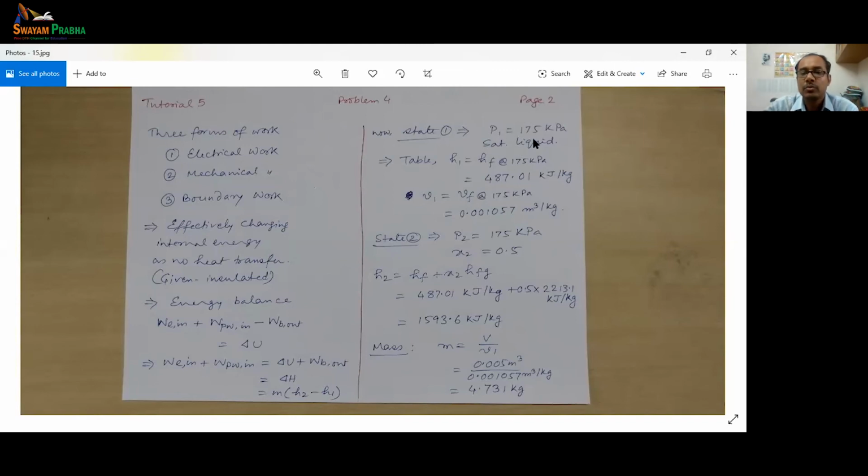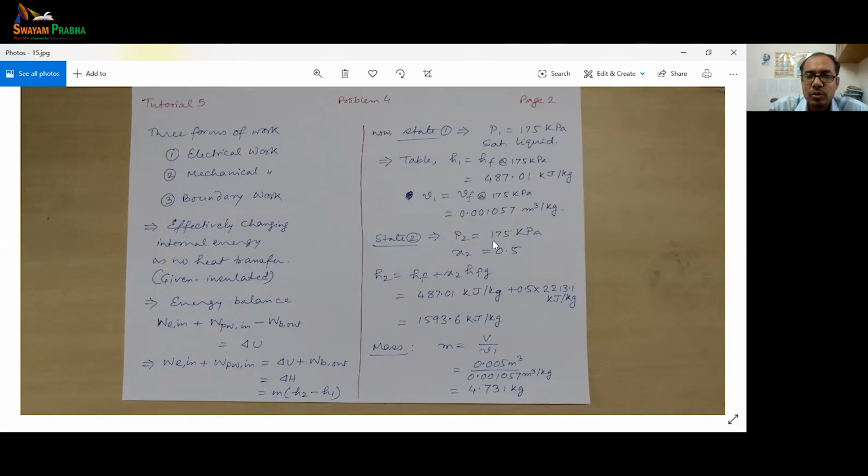For state 1 we have P1 of 175 kPa, saturated liquid. So we can look up the specific enthalpy value here, 487.01 kilojoule per kg, and the specific volume will be the specific volume at the saturated liquid point for the same pressure. That also we can look up.